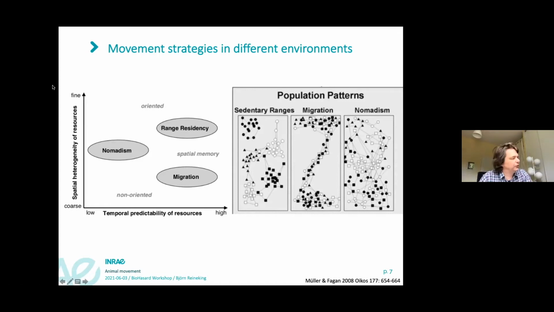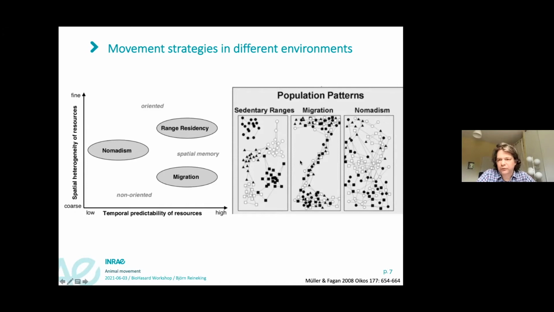And here to the left, you see how these three patterns are placed into a framework of predictability of resources in time, on the x-axis, and on the y-axis, the heterogeneity in space of resources. If things are fine-grained spatially but predictable in time, then it's possible to be a range-resident species because all the resources are there. As the spatial grain increases, it might be necessary to follow the resources over time. And as the predictability becomes very low, then nomadism might be the right response.